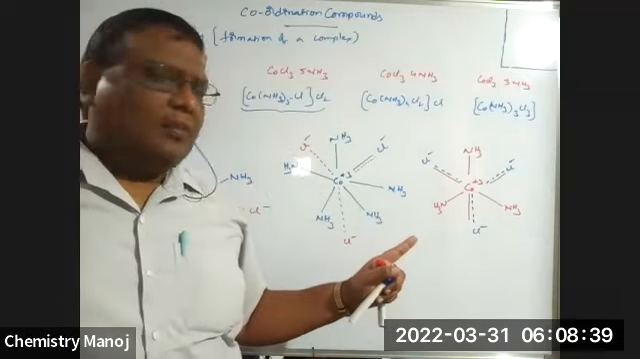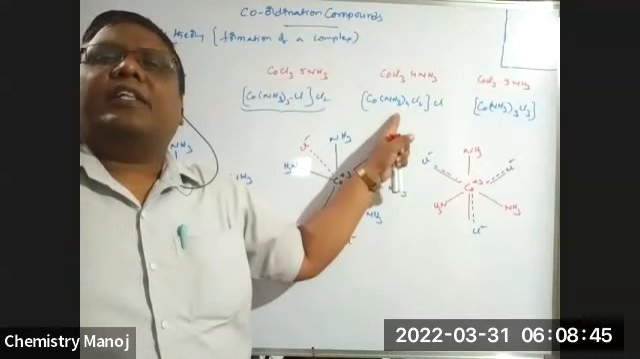Among these 4, this structure corresponds to which one? The fourth one. Correct or wrong? Fourth one. Okay. You can draw this structure on your paper.